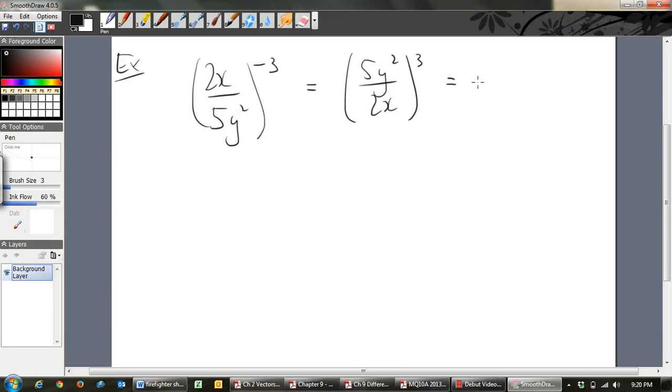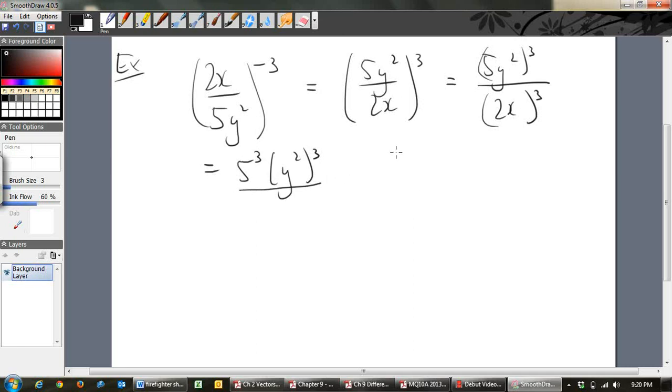So this is equal to, by the 6th index law, I think it is, 5y squared to the power 3 over 2x to the power 3. That's the next index law. Now let's apply another index law. When things are multiplied together in brackets, the 3 goes to each part. So the top line will be 5 cubed, y squared cubed. On the bottom line, that 3 goes out to everything as well. That's 2 cubed times x cubed.